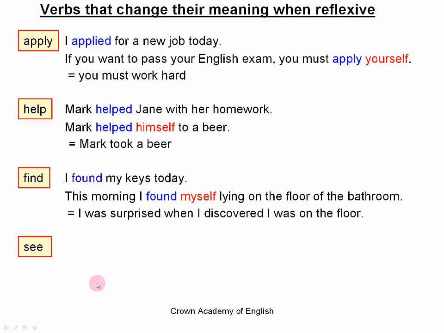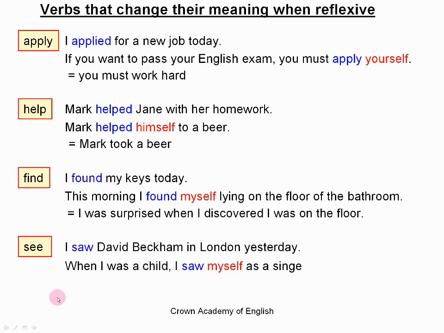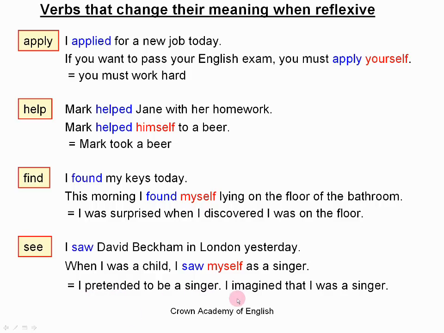See. So we see something with our eyes. I saw David Beckham in London yesterday. But when it is reflexive, it is very different. When I was a child, I saw myself as a singer. This means I pretended to be a singer. I imagined that I was a singer. So I was dreaming about being a singer. So these verbs change their meaning when they are reflexive. And there are other examples, but these are very common examples.